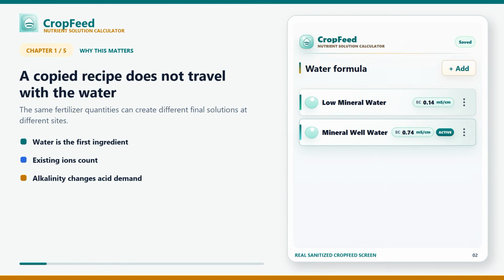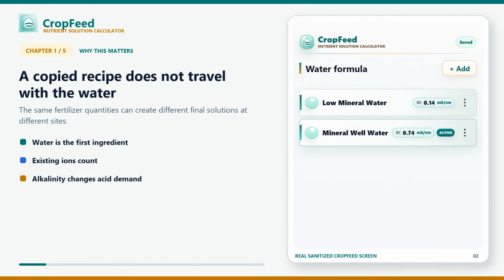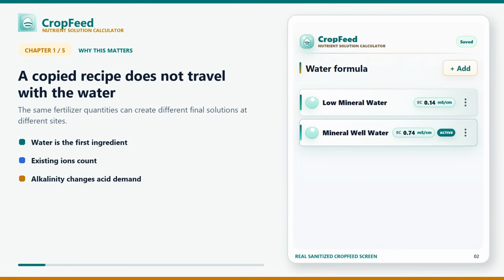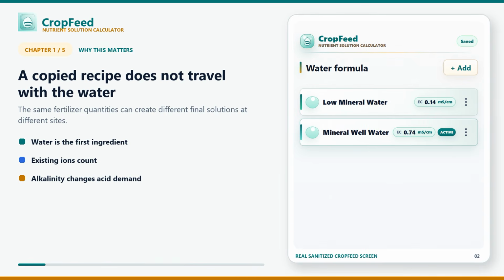A fertilizer recipe that works with one water source may not reproduce the same solution somewhere else. Source water can contribute calcium, magnesium, sulfate, nitrate, sodium, chloride, and alkalinity before any fertilizer is added. That starting chemistry changes both the missing nutrients and the way multi-nutrient fertilizer sources must be combined.